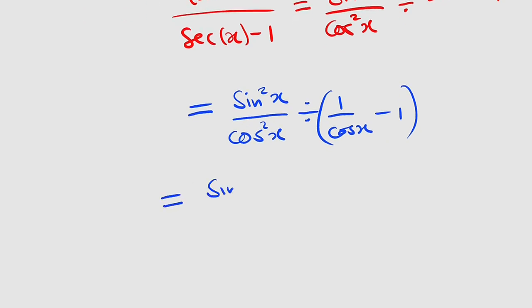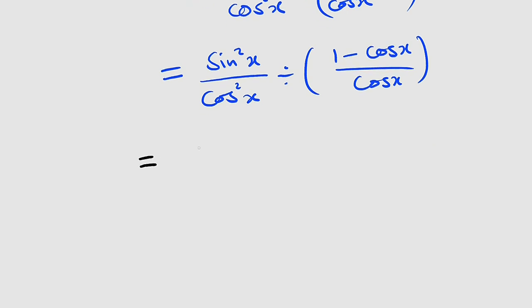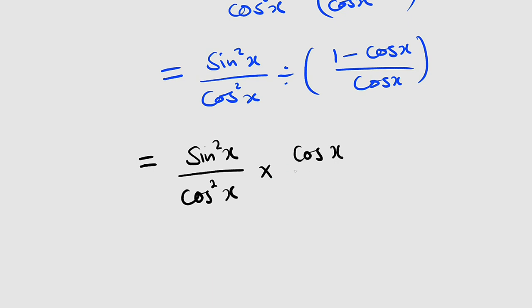This is equal to sin²x divided by cosine²x divided by, you know that 1 can be expressed as cos x divided by cos x, right? Therefore, we can say that 1 minus cos x divided by cos x. And we can now change this to multiplication by taking the reciprocal of this. So this becomes sin²x divided by cosine²x multiplied by cos x divided by 1 minus cos x.